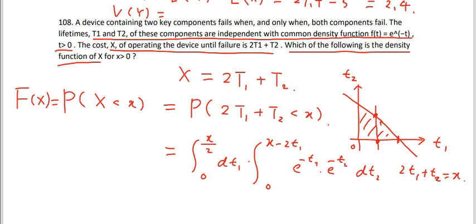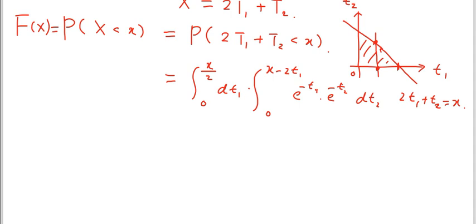So we just find this integration. Let's say this equals the integral from 0 to x over 2, dt1. Then here the integration with respect to dt2: e to the negative t1 we can take out. So we integrate e to the negative t2, and this equals 1 minus e to the negative (x minus 2t1).